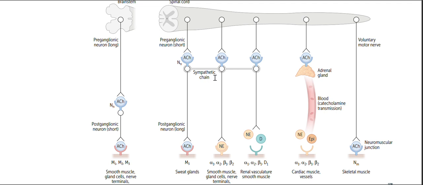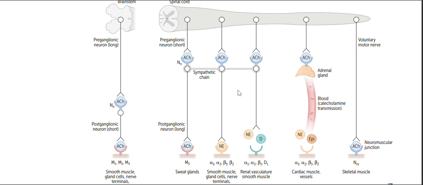Finally, when these receptors are activated, usually it's neurotransmitters which activate the receptors. However, there is one exception: sometimes when the adrenal gland is stimulated, it releases epinephrine, which is actually a hormone instead of a neurotransmitter. So it enters the blood, and then through the blood it activates all these receptors.